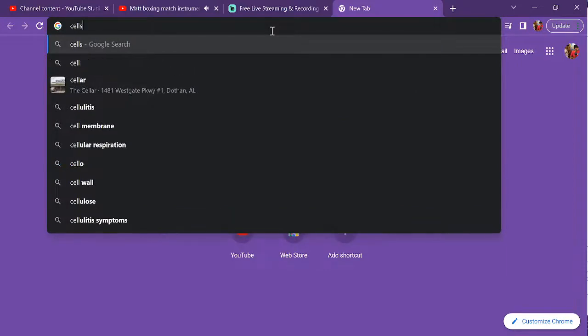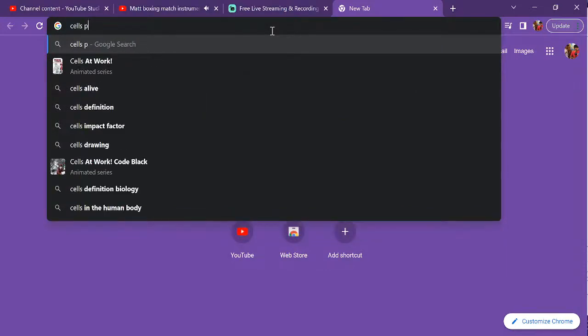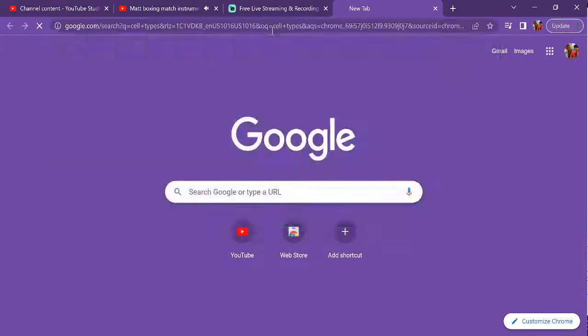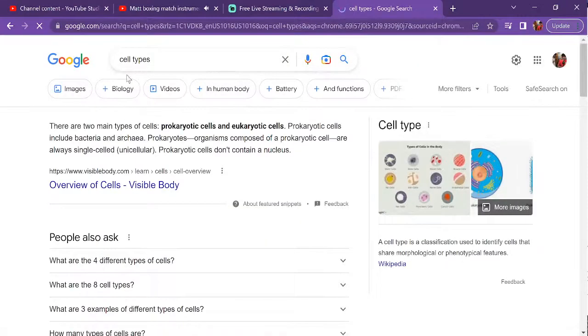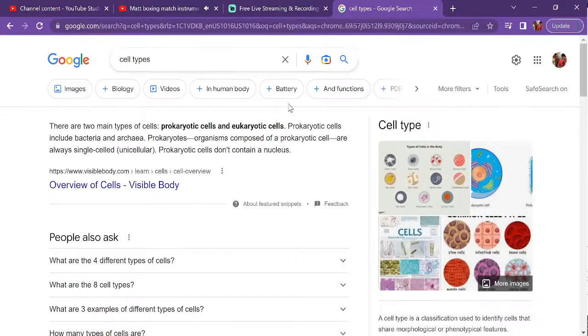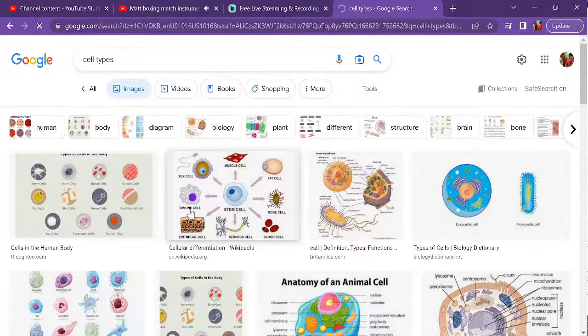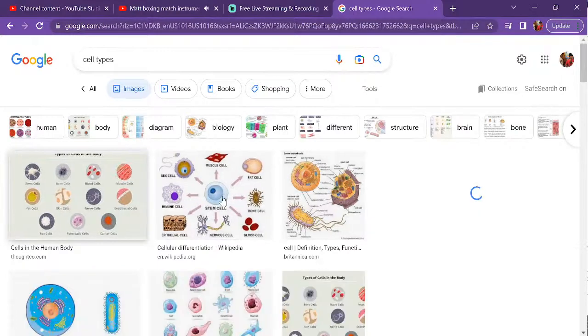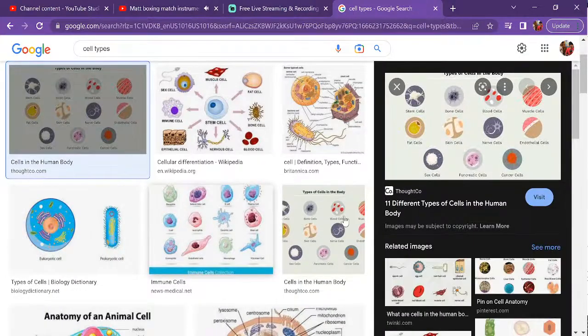All right, so let's look it up. Cells, like cell types. Let's have a look at this. What are cells? Cells are what you are made of. Everything on you is made of cells. We got bone cells. We got skin cells.